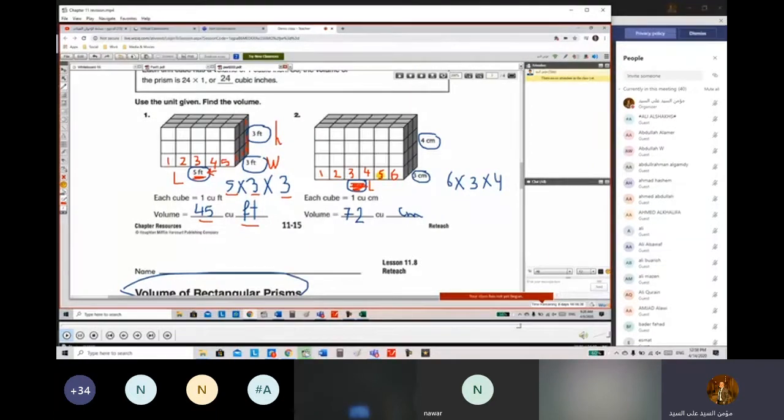Let's multiply them together to get the volume. It will be 72. 6 multiplied by 3 multiplied by 4. It will be 72 cubic centimeters. Okay, let's move to the next page.